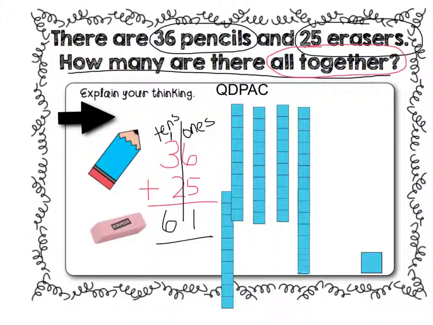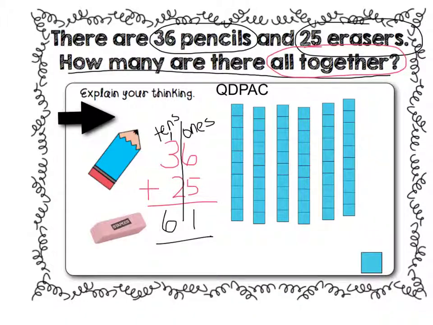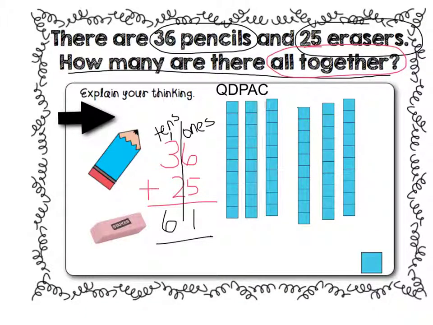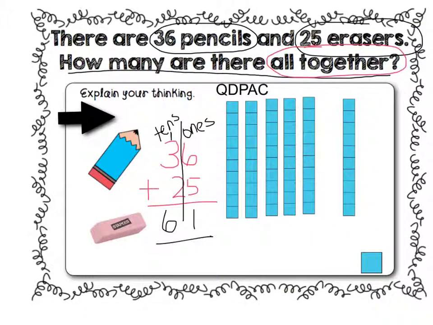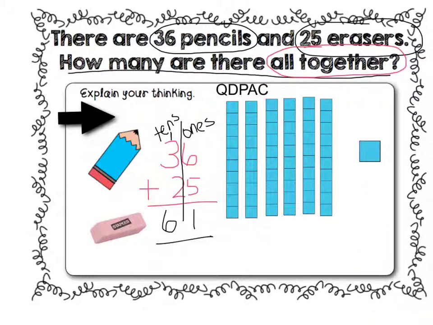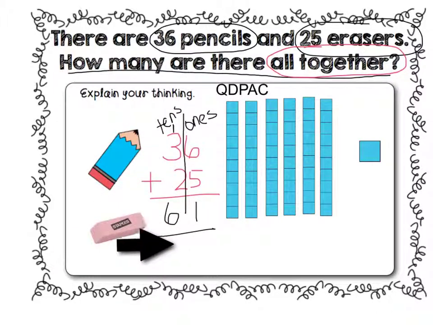Now I have 10, 20, 30, 40, 50, 60, and 61. So that definitely is the same number as I came up with when I added, so I've checked my work as well. Now it's your turn. Use the next problem to figure out the answer using the QtPack strategy.